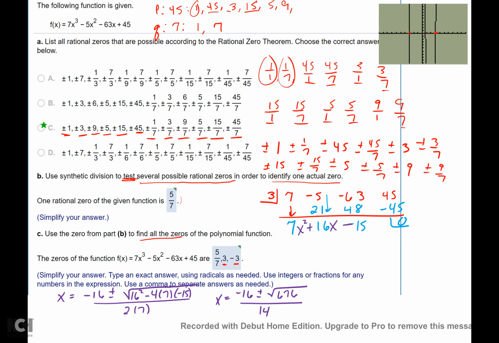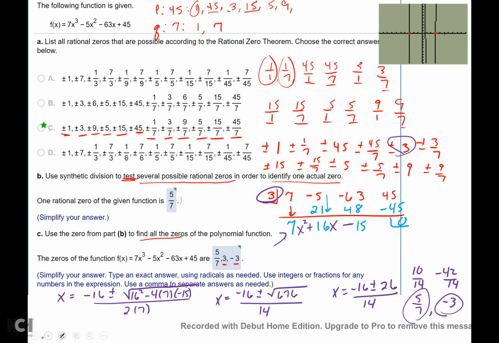The square root of 676 is 26, so I have x equals negative 16 plus or minus 26 all over 14. So then I have negative 16 plus 26, which is 10 over 14. And I have negative 16 minus 26, which is negative 42 over 14. Simplify these, and this comes down to 5 over 7, and this comes out to negative 3. So I have the positive 3 I found from the list and the graph, and then I have 5/7 and negative 3 from breaking down the second degree after we divided and depressed it.